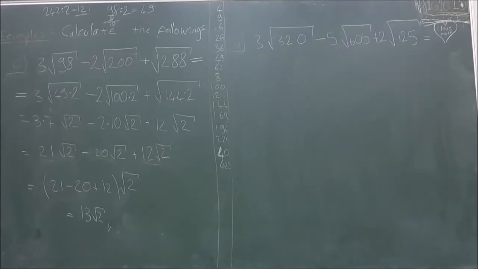3 square root of 320, minus 5 square root of 605, plus 2 times square root of 125. Shefki, which number is the easiest number for you? Which one looks easiest? 320 looks very easy? It's also easy, but 125 is the smallest one. Also, it is not divisible by 2, so it must be the easiest one for you.